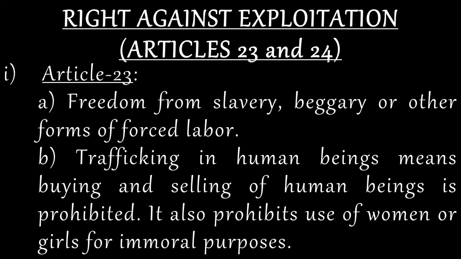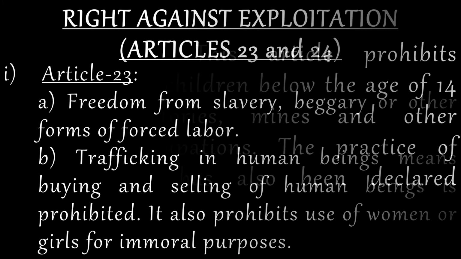Right against exploitation, Articles 23 and 24. Article 23. Freedom from slavery, beggary, or other forms of forced labor. Trafficking in human beings means buying and selling of human beings is prohibited. It also prohibits use of women or girls for immoral purposes.